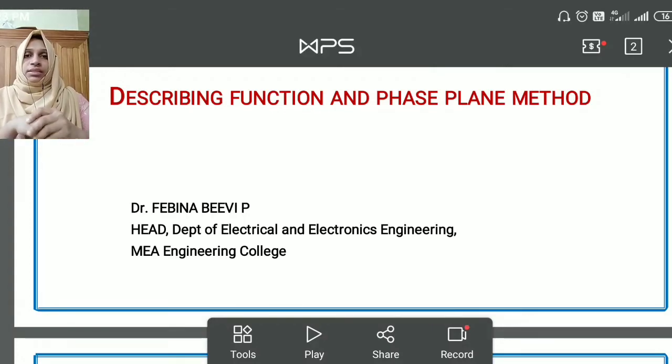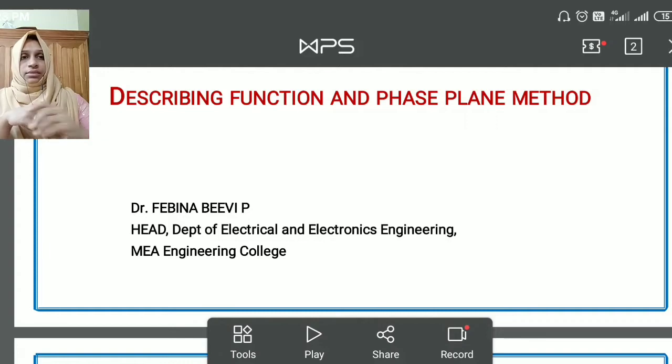Last class we discussed about nonlinear system. What is a nonlinear system? What are the characteristics of a nonlinear system, etc. So, this class we will look into the analysis of nonlinear system.